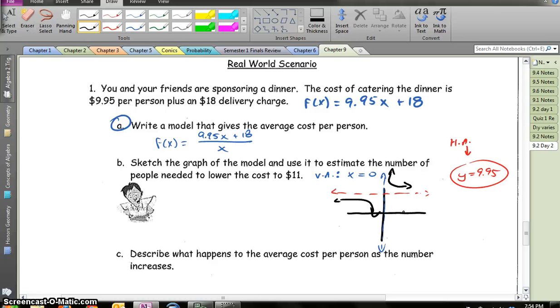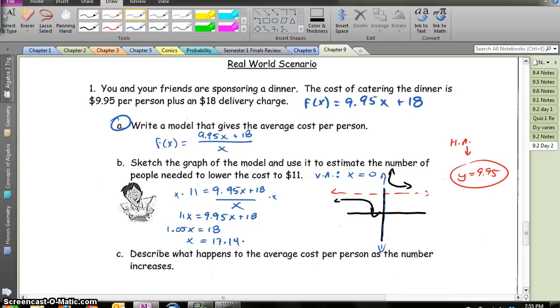Now, the first question says, estimate the number of people needed to lower the cost to $11. So we want the total cost to be $11. So that means we want f of x to be 11. So 11 equals (9.95x plus 18) all over x. So let's multiply both sides by x, get rid of the denominator. 11x equals 9.95x plus 18. Subtract 9.95x to get 1.05x equals 18. Divide by 1.05, and x gives you 17.14.